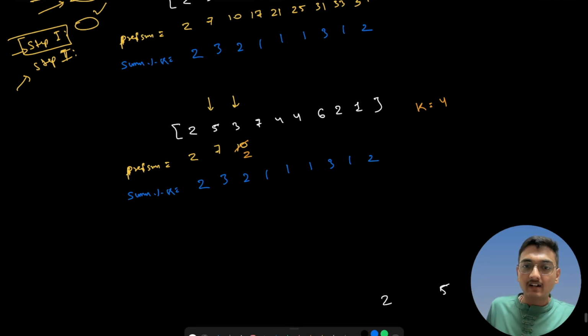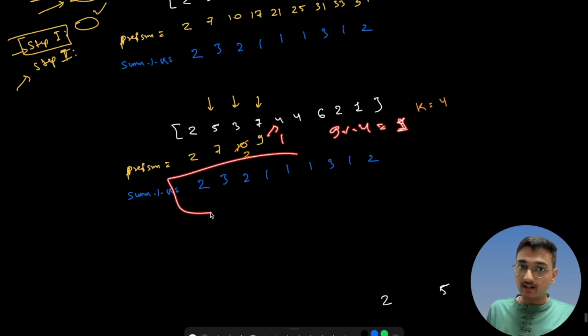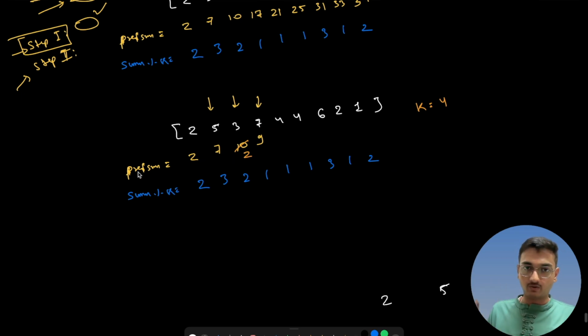Now again I will do the same thing. I will go to 7. I will say, can you give me the prefix sum? 2 plus 7 is 9. Let me write 9 here. And I got a 1 as a remainder. The remainder will not change. So what is 9 modulo 4? 9 modulo 4 is again 1. If I go further, these remainders will not change. This is the rule.